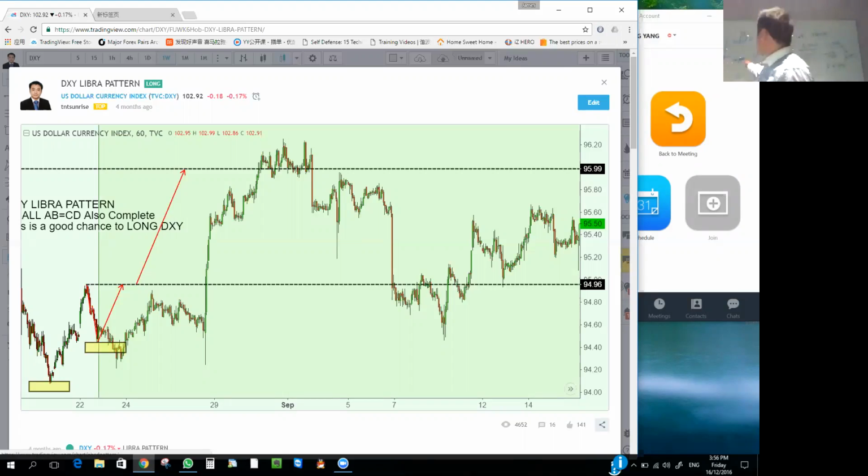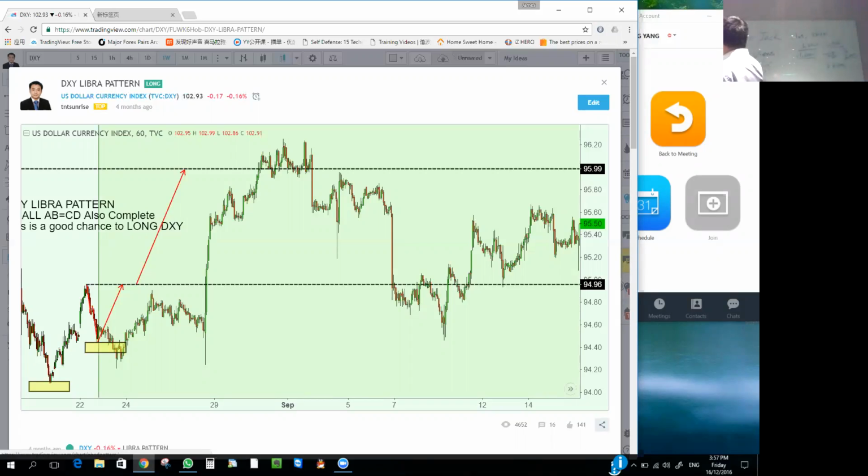By doing this 1 to 2 risk reward, you don't need to be a very accurate trader. Accurate means you have a very high winning ratio, where every time you trade, you are a winner and you earn money, though I don't know how much. By doing this, you don't need to be so accurate. 50% is already enough.